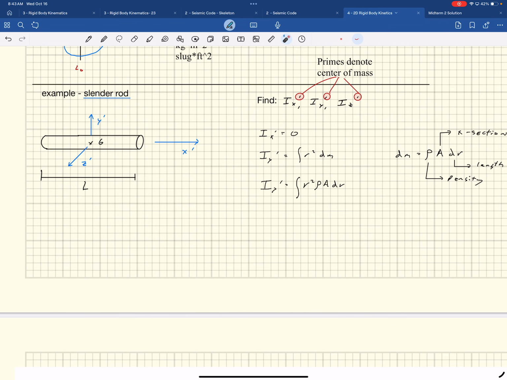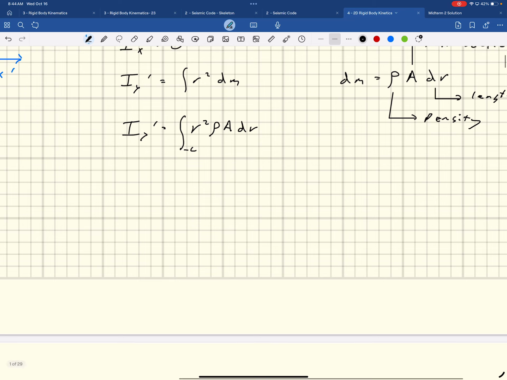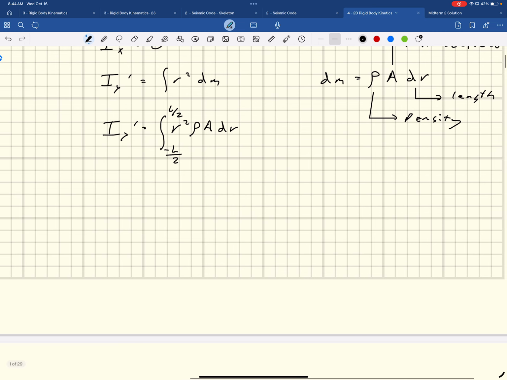And so for this one, my center is right here. And so the length that I'm going to be integrating over, if this is L, is going to be from negative L over 2 over here to L over 2. So when I do this integral, this would be negative L over 2, this is L over 2. And if I carry out that definite integral, what I get here is rho a L cubed all over 12.